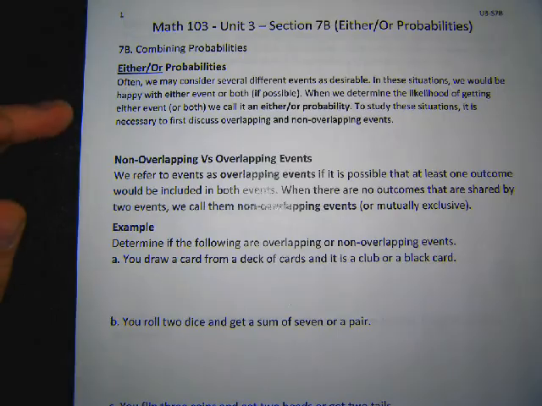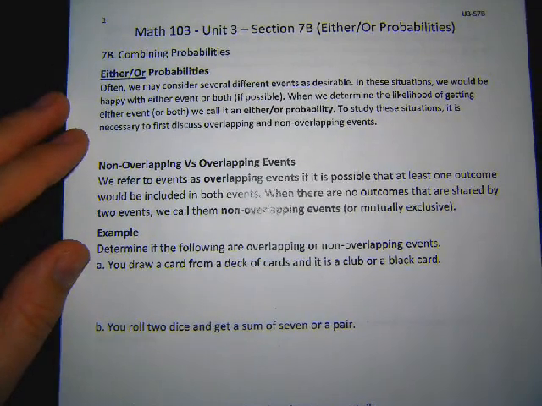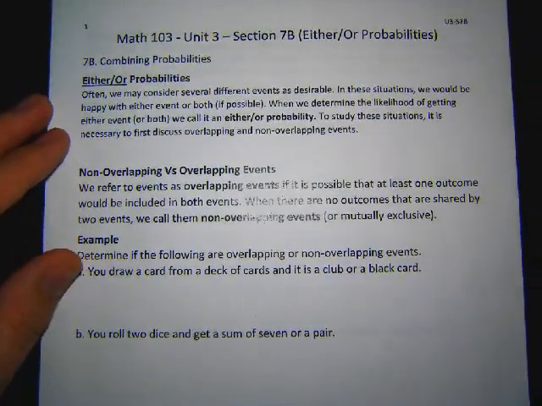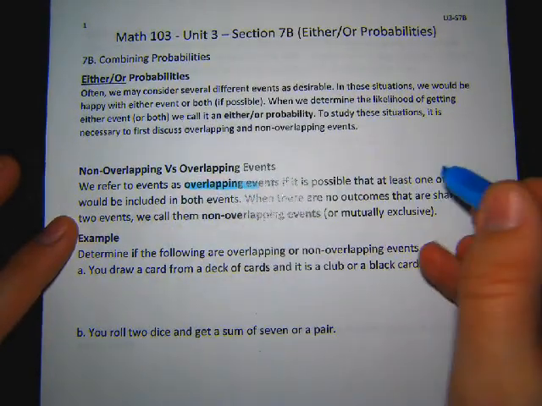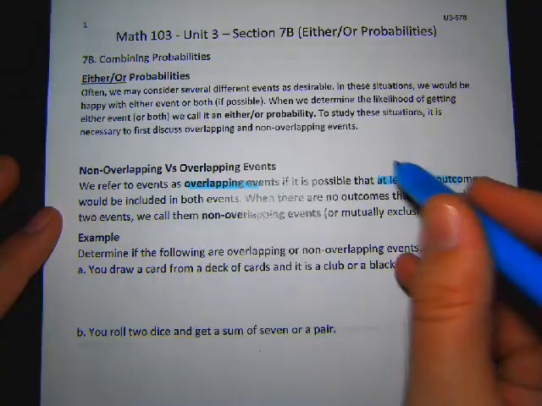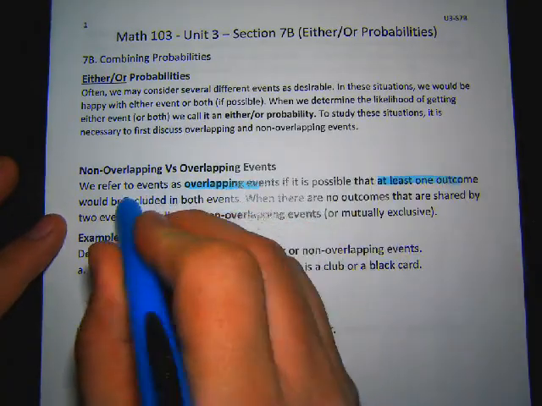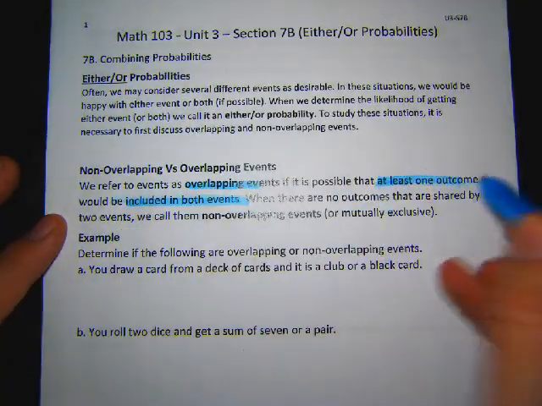Now, before we can get too far into finding those kinds of probabilities, we have to talk about the difference between overlapping and non-overlapping. Overlapping events are events that share at least one outcome. I talked about a jack and an ace; those would not be overlapping because there are no jacks that are aces. But when I talked about a jack that's a diamond, there's overlap because there's the jack of diamonds. There's one outcome in both events. So with overlapping events, at least one outcome is included in both events, both different possibilities.